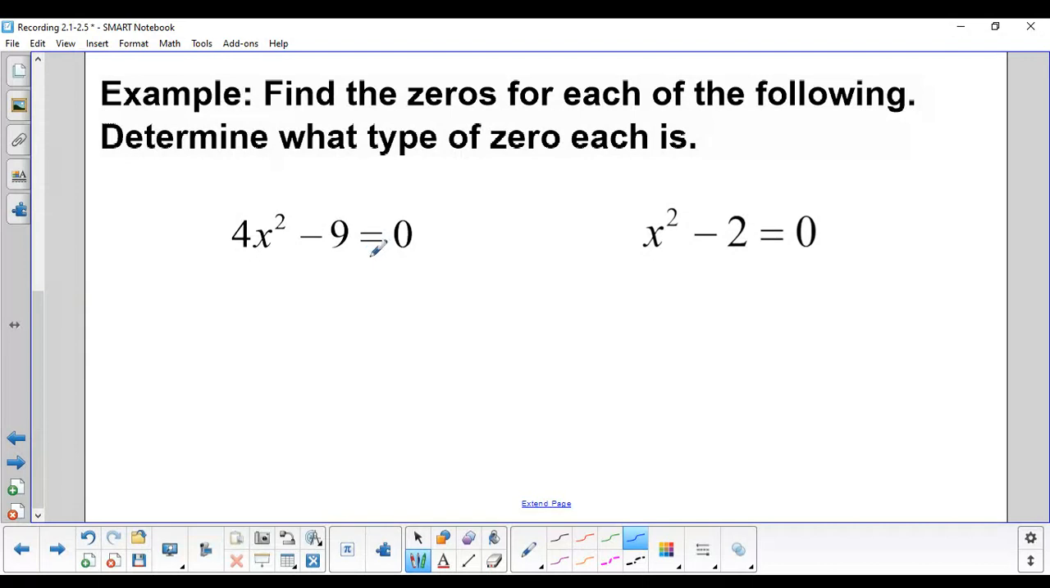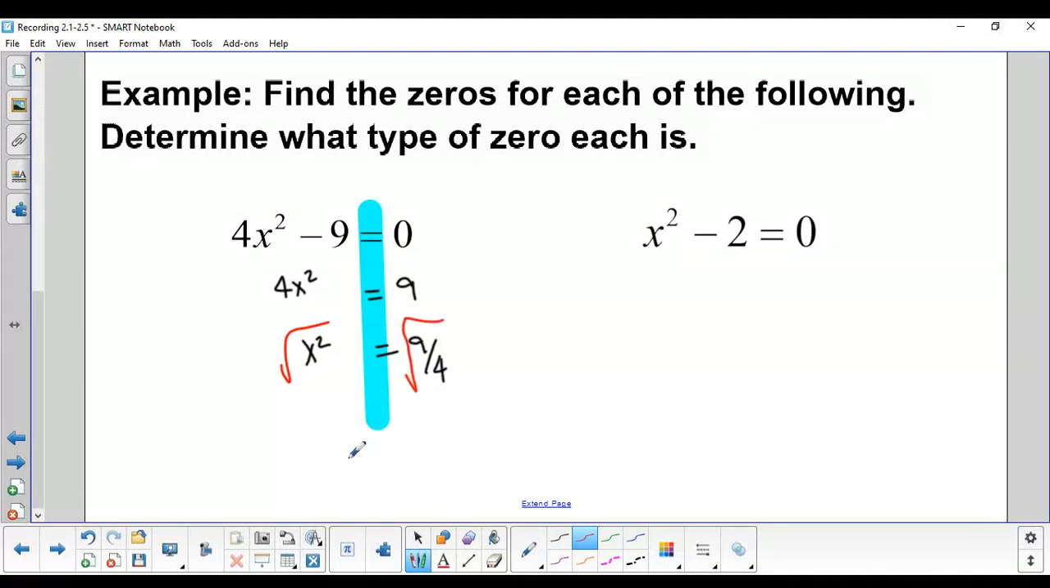So I have 2 problems here. In the first problem, I'm just going to draw in my line, and then we'll go ahead and balance. So I'd add 9 to both sides. So we'd get 4x squared equals 9. And then I'd divide by 4. x squared equals 9/4. And then next, we would take the square root of both sides, and we would get x equals plus or minus, the square root of 9 is 3, and the square root of 4 is 2.